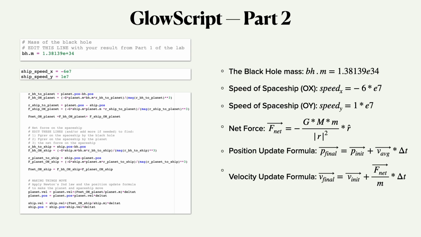To complete the second part of the lab, I had to modify several lines in the new GlowScript starter code. First, I changed the black hole mass to the one I got from the first part of the lab. After that, I predicted the initial velocity of the spaceship and its components on the x and y axes. Then I calculated gravitational force on the planet by the black hole and the spaceship, and on the spaceship by the black hole and the planet. Knowing these values, I found the net force acting on both the planet and the spaceship and calculated the position over time.